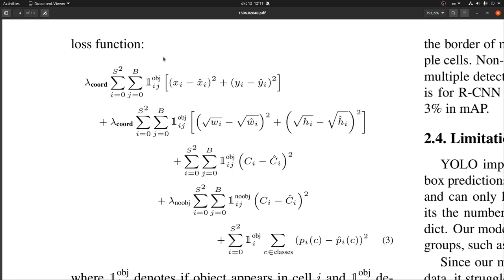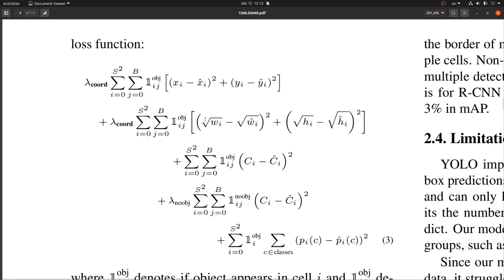This is an identity function, this 1 right here. And the identity function means that it's going to be 1 or 0. And it's going to be 1 if there's a box in cell i, all right? And i is going to go from 0 to S squared. So it's going to go through every cell in our image. And so it's going to be 1 if there's an object in cell i. But additionally, we need a requirement that bounding box j was responsible for outputting that bounding box.